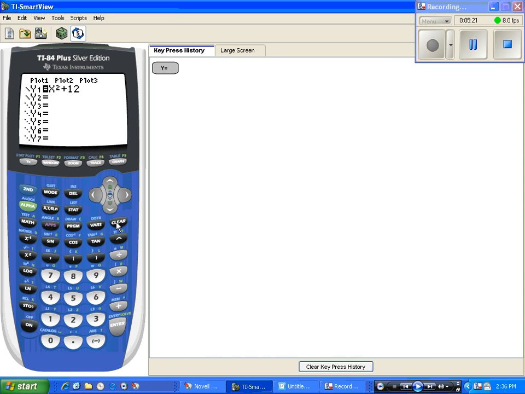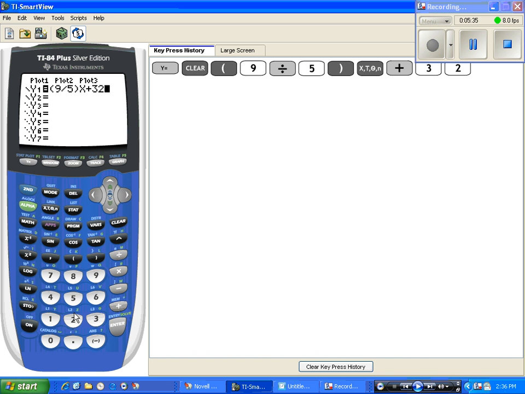Okay, let's clear out that one. We're going to put in another function. This one's got a fraction, so we're going to group the fraction in parentheses. 9/5 x plus 32.